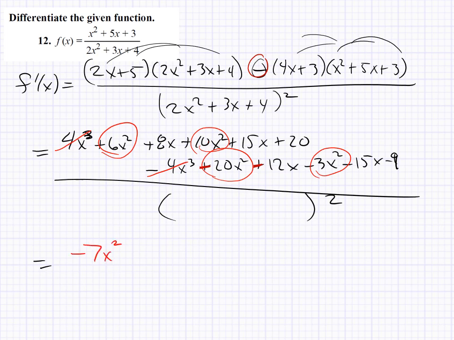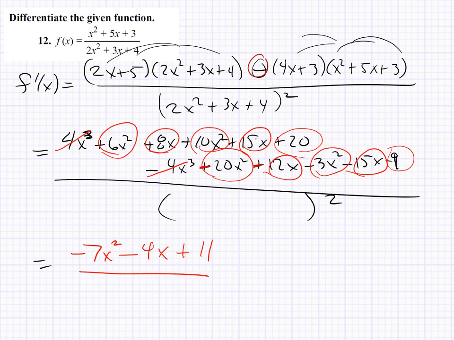squared. I got an x, an x, an x, and an x. So 8 and 15 is going to give me 23, minus 12 is going to give me, what's that going to be? The minus 12 and the minus 15 is going to give me negative 27, so negative 27 and positive 23 gives me negative 4x, and then I have 20 and negative 9, which is going to give me, what's that going to be, positive 11, all over 2x squared plus 3x plus 4 squared.